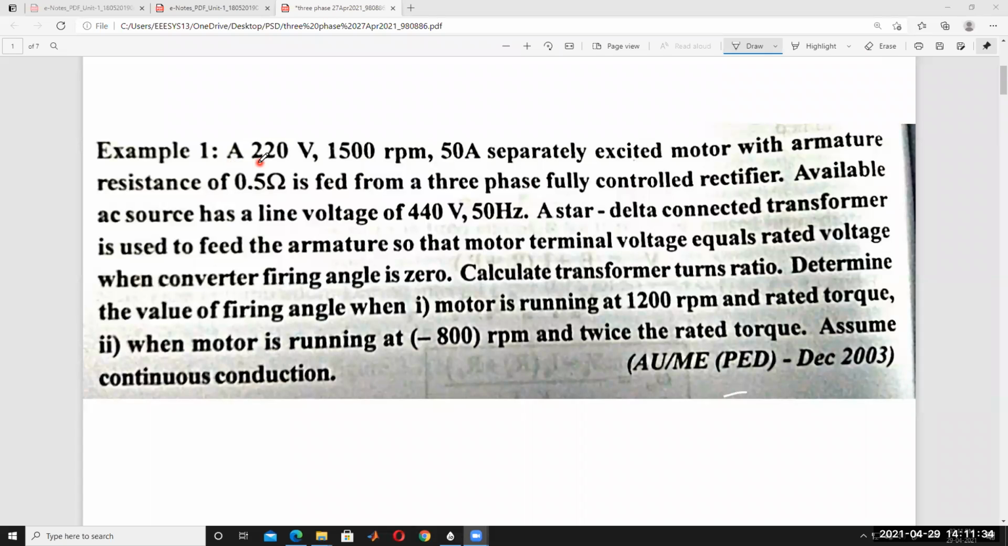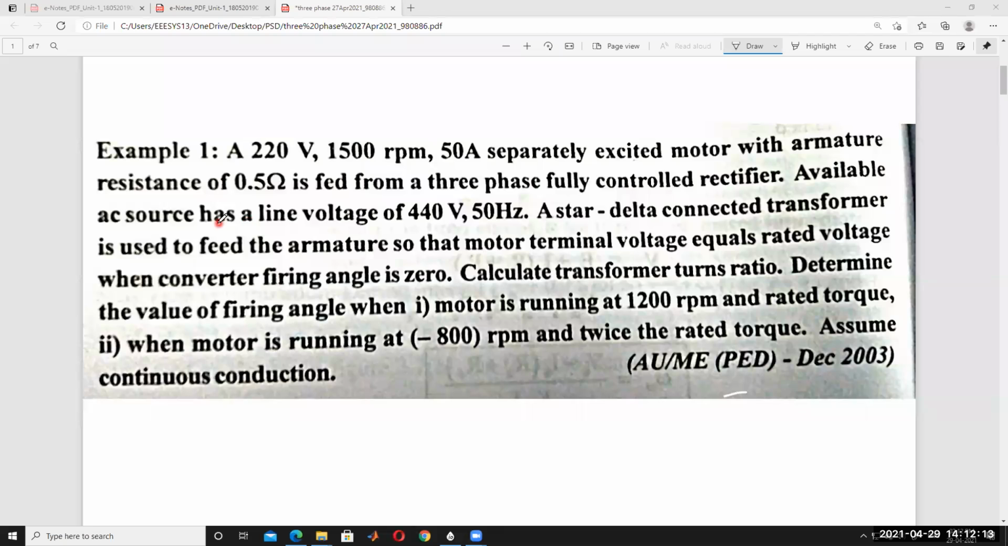A 220 volts, 1500 RPM, 50 amps, separately excited motor with armature resistance of 0.5 ohms is fed from a three-phase fully controlled converter rectifier. The separately excited motor is controlled by a three-phase fully controlled converter.